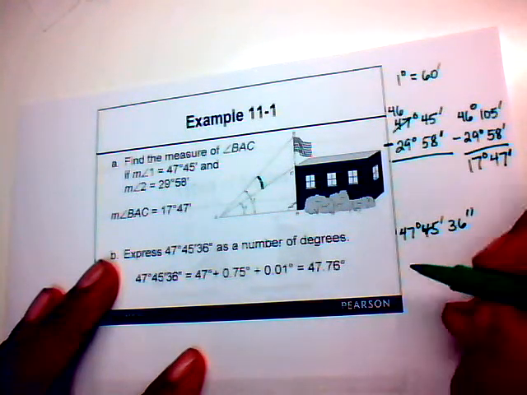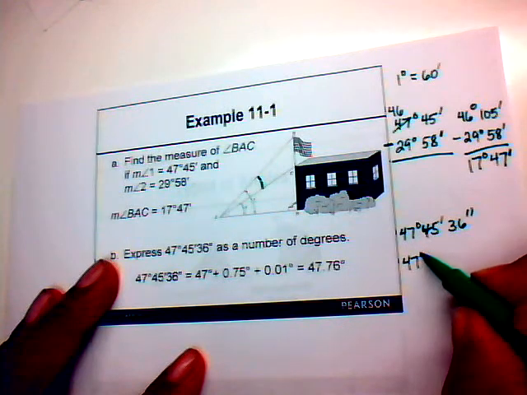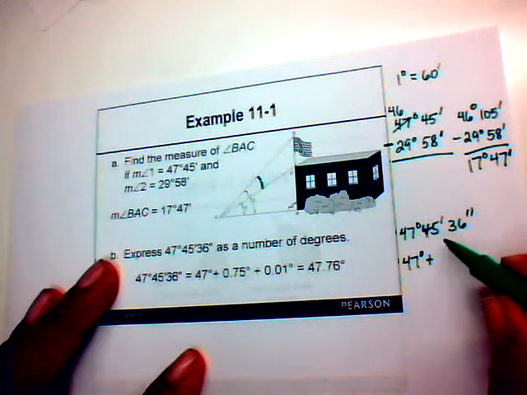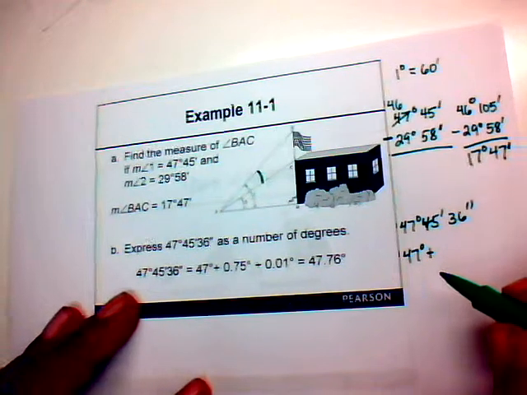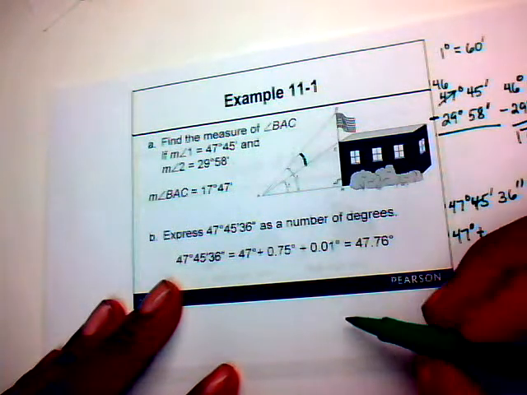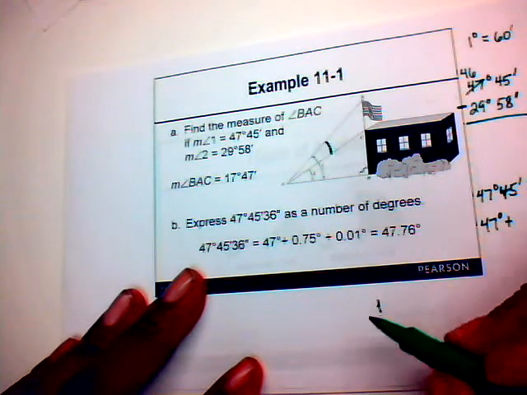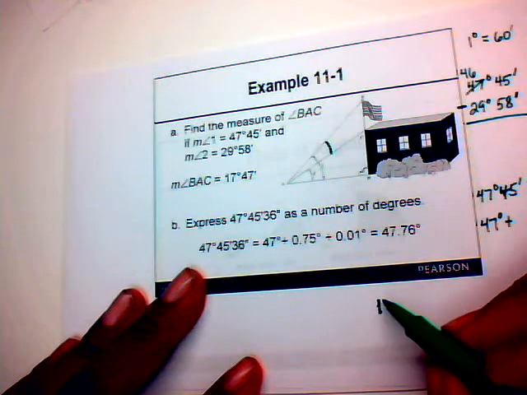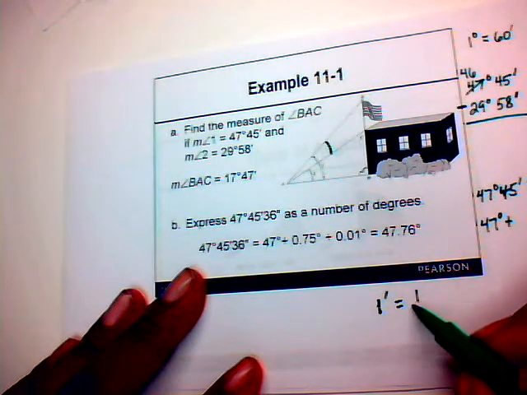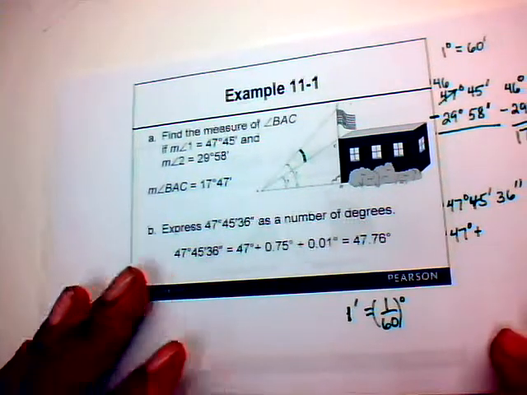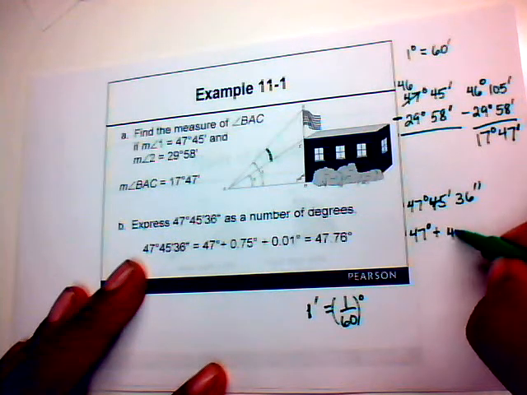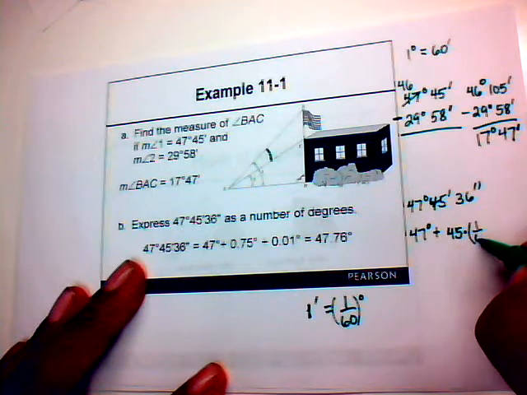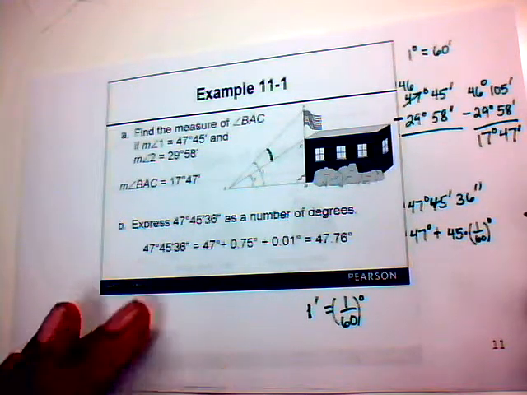Okay, so for the 47 degrees, we've already got that. Now I'm going to convert 45 minutes into an angle measure in degrees. So in this case here, I know that 1 minute is 1/60th of a degree, because it takes 60 minutes to make up 1 degree. So I have 45 of them, so it'll be 45 times 1/60th of a degree.